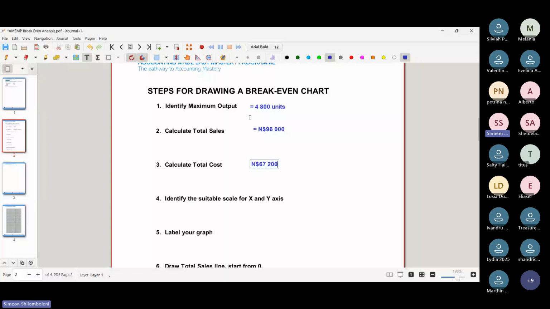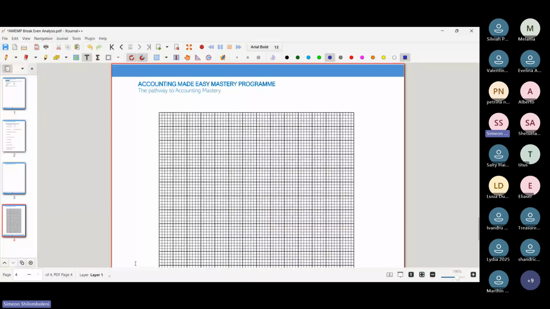Now, after we do that, we must identify the suitable scale for the X and the Y axis. Let's go to our chart. The X axis is showing the sales and the cost. In other words, the money. I'm not sure if I'm able to write it going vertically, but I'll just write here, sales and costs in Namibian dollars. This is the X-axis.